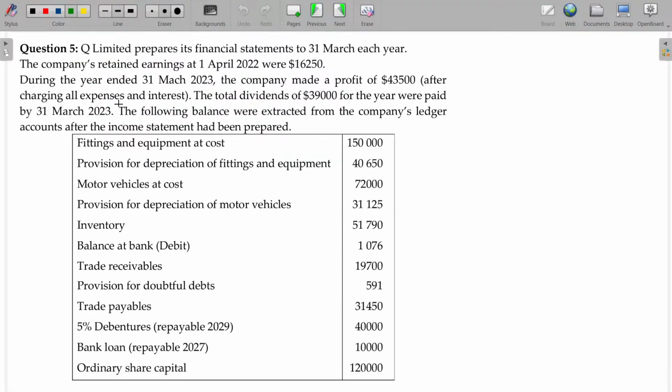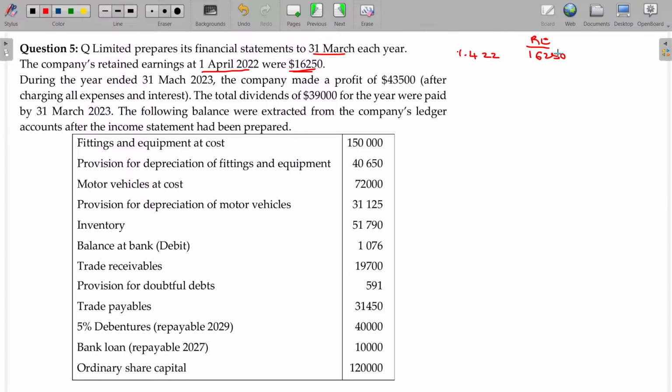Now, financial position statement is nothing but the normal financial statement you have studied, but equity section is pretty different. Equity section is pretty different. Right. Q Limited prepares its financial statement to 31st of March each year. The company's retained earnings on 1st April 2022 were this much.